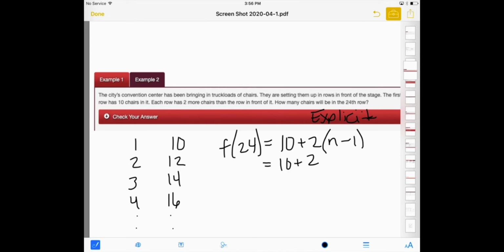So I'm going to take 10 plus 2 times 23, because that's 24 minus 1, no need to write that out. And then just don't forget your order of operations. You want to multiply 2 times 23 first to get 46, and then add 10, which is going to get you a final answer of 56 chairs.